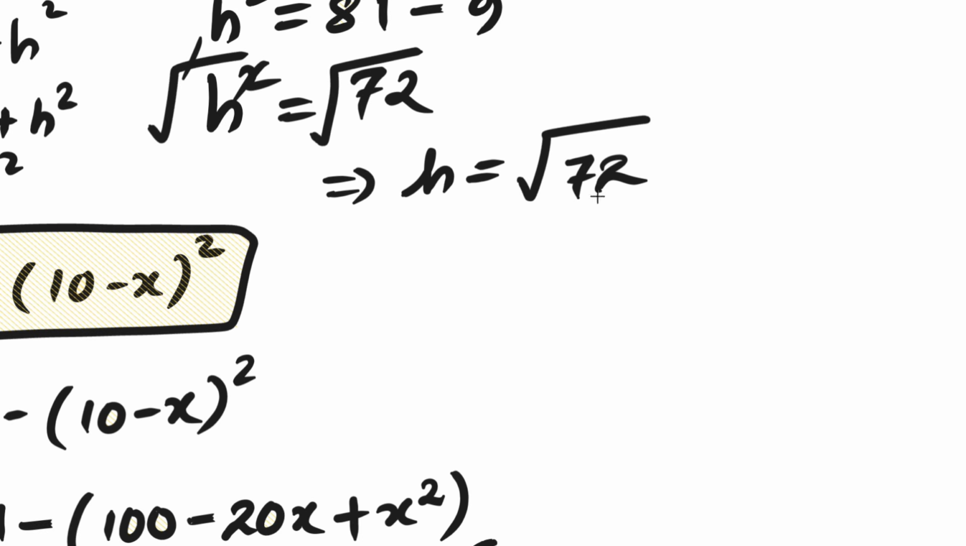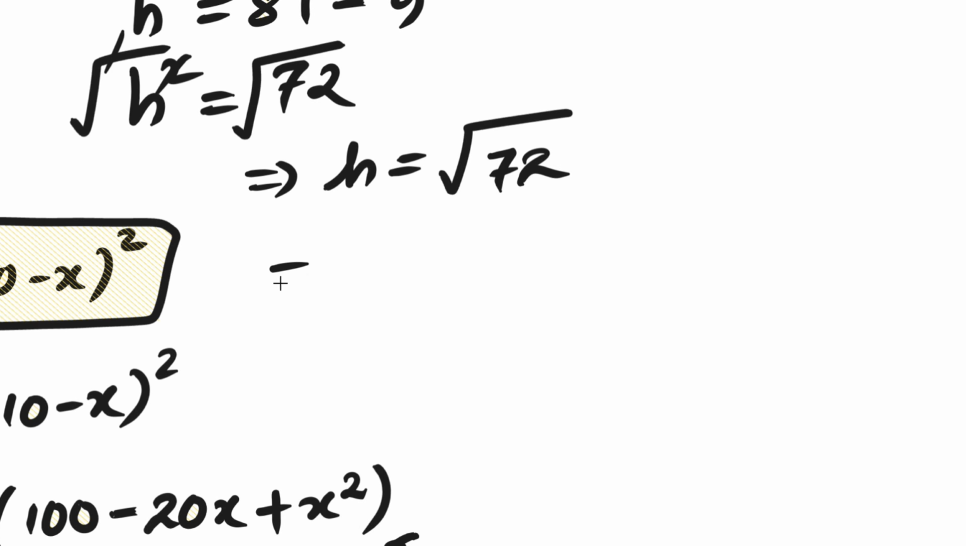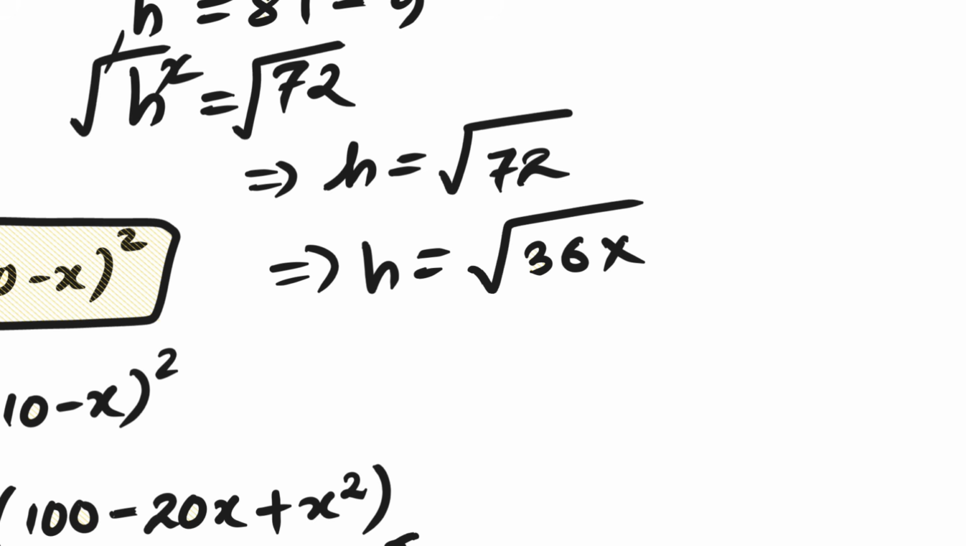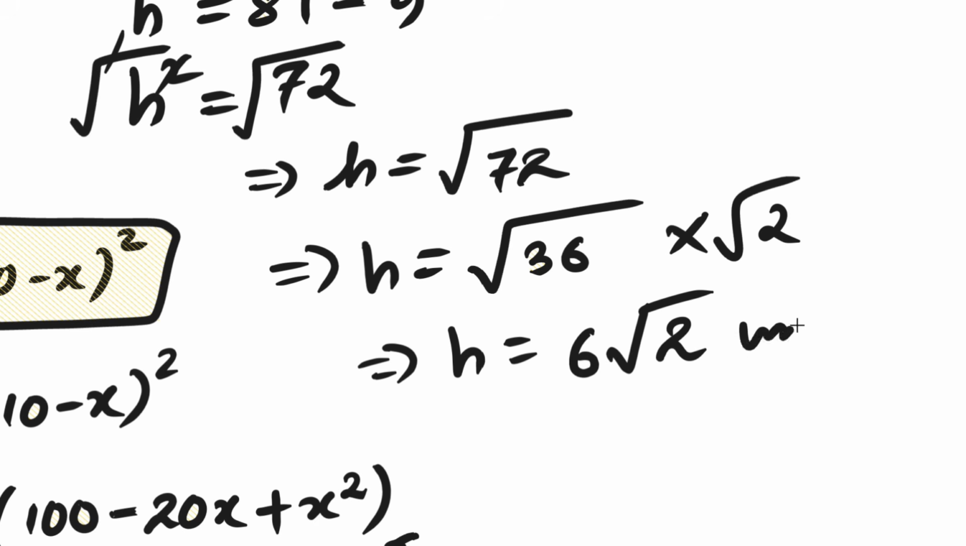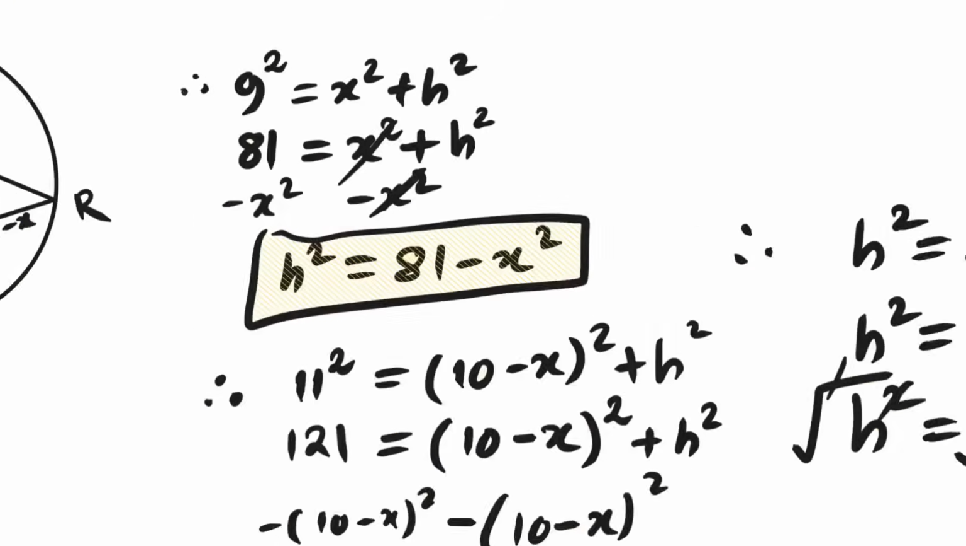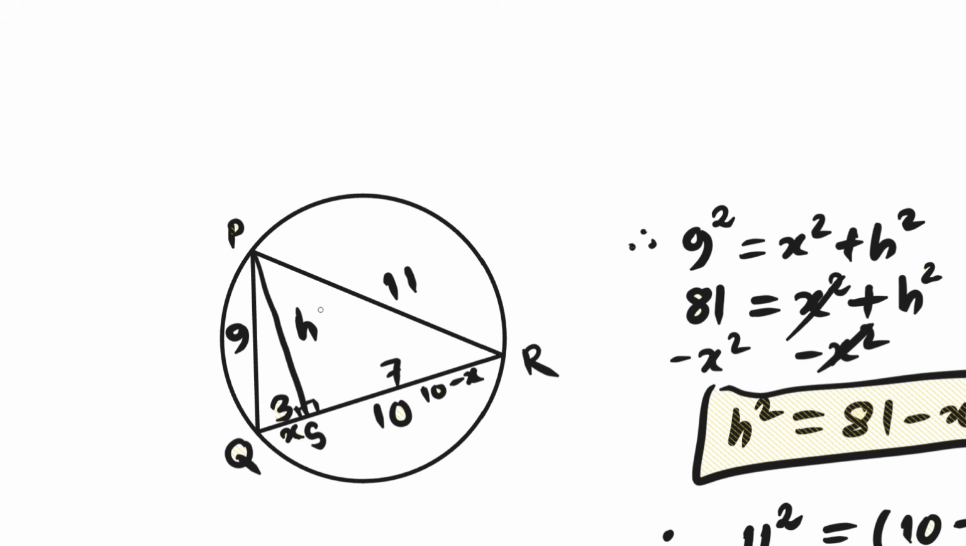We can simplify 72 by writing it as 36 multiplied by 2. So the square root of 72 becomes the square root of 36 multiplied by the square root of 2. The square root of 36 is 6. So our altitude is h equals 6 square root of 2 units. Great! Now we know the height of the original triangle. The next step is where the circle becomes important.